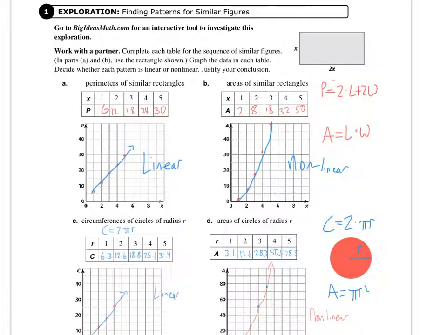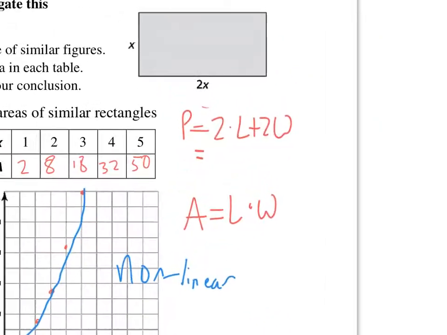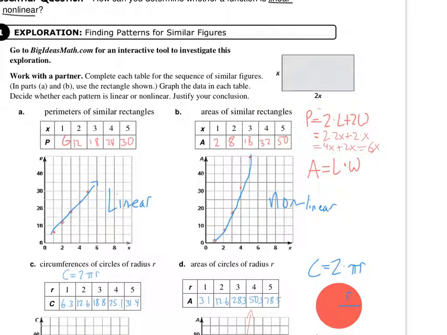Now let's real quickly take a look at the equations up top here, because the equations are going to be a key. We notice that the perimeter on this rectangle is 2 times the length, which is 2x. So let's write that as 2 times 2x, plus 2 times the width, which is x. That's just 4x plus 2x, which is 6x. So really the perimeter is just 6 times x. And if you look at that, that's true: 6 times 1 is 6, 6 times 2 is 12, 6 times 3 is 18, and so forth.